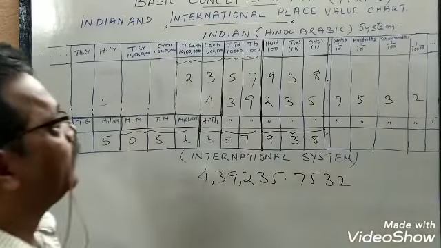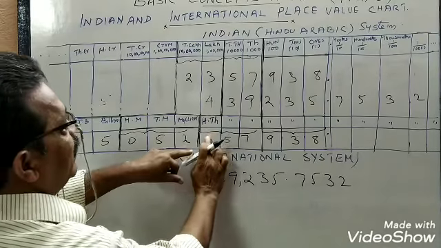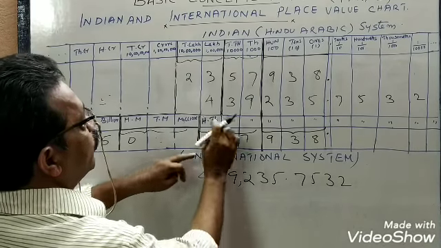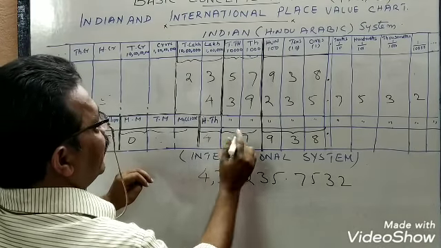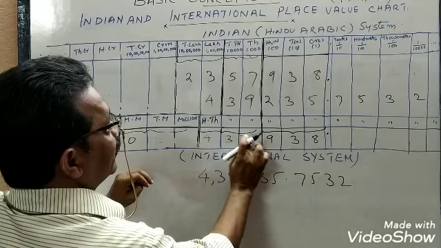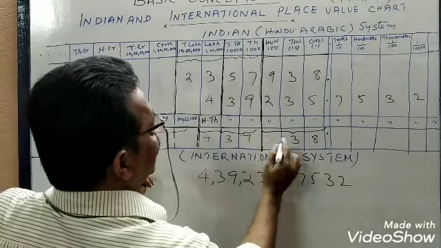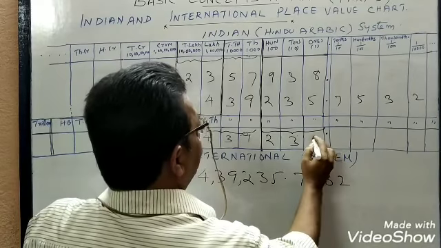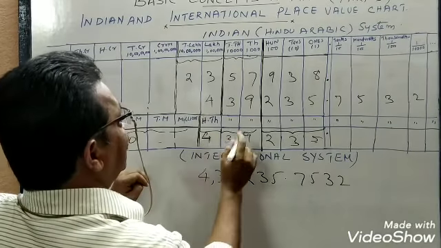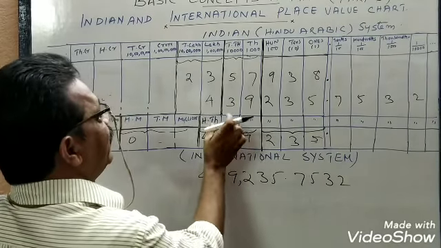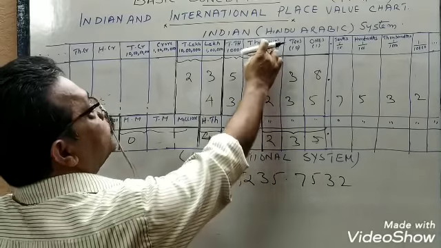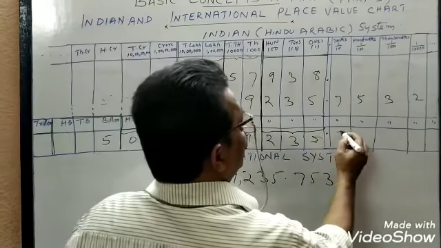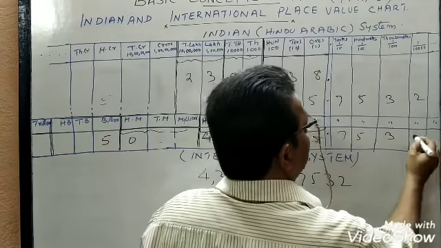One thing more you have to notice: if we write the same number in the international system, it will come 4 here, 400,000, 439,000. It comes in the place of 1,000. Then 235, point, same thing only, 7, 5, 3, 2.